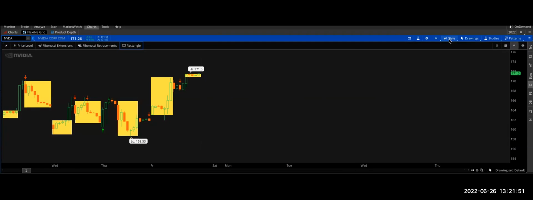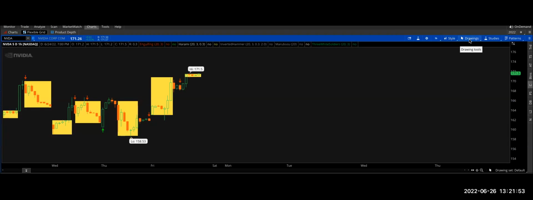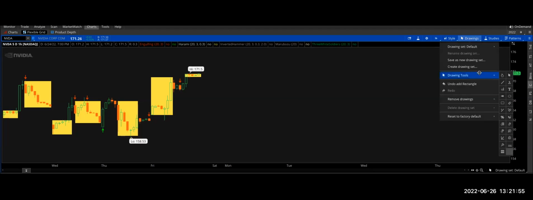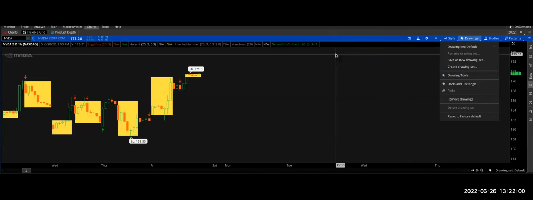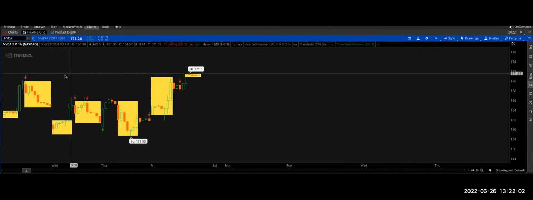You want to see the volatility tool, you come over here to the drawings, you come down here, and it's right there as that box. It's called a rectangle tool. It includes volatility for you.